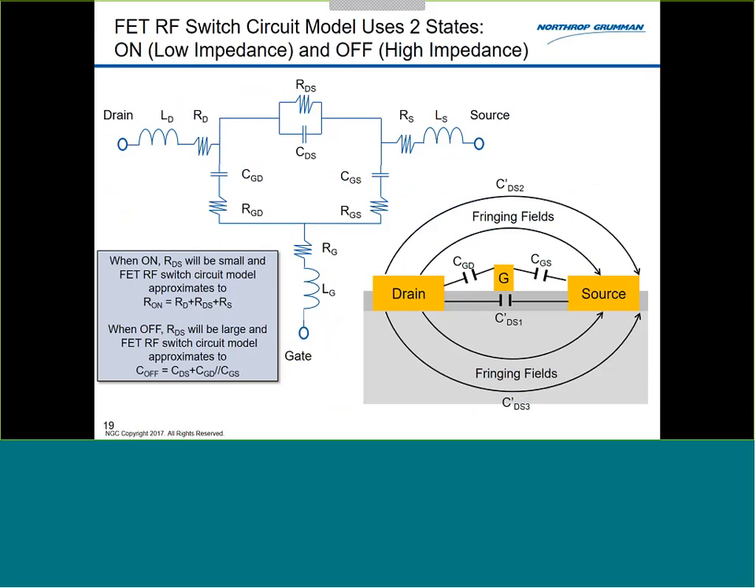If I zoom into the device and look at a circuit model, this is fairly conventional. I have a bunch of different resistors: my channel resistance, my drain and source contact resistances, as well as some parasitics. In the on state, this all collapses down into RD plus RDS plus RS. Similarly, in the off state, I'm just looking at these parallel capacitances, the CDS in parallel with the CGD plus the CGS.